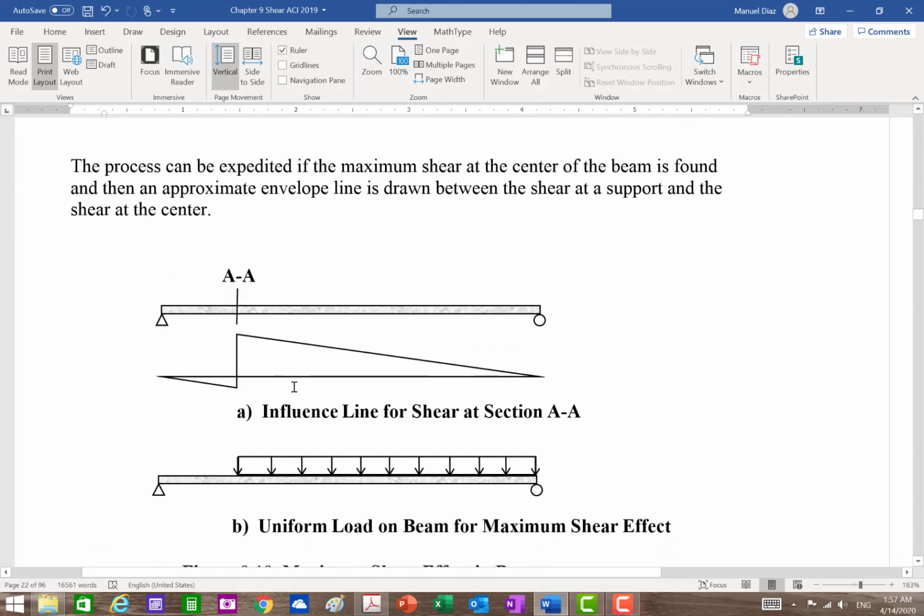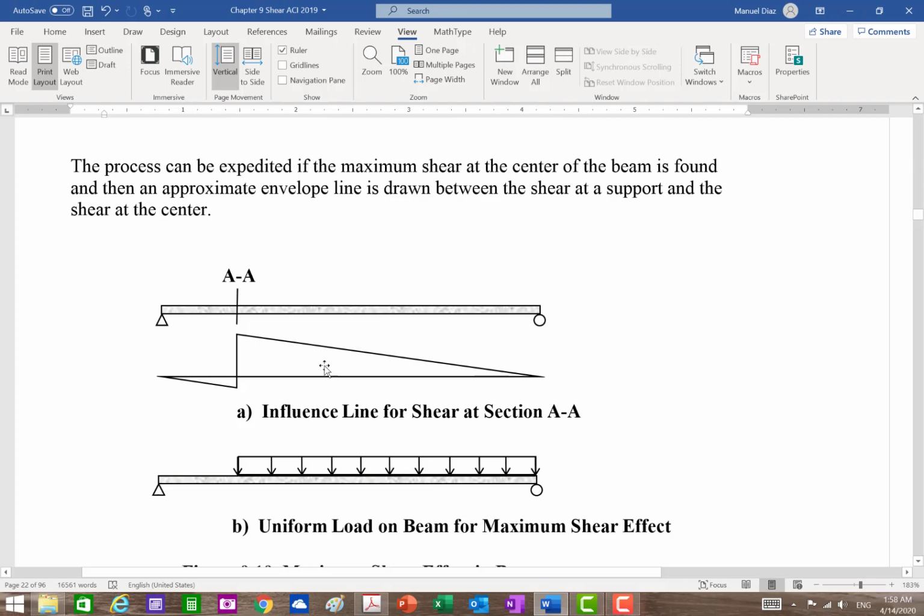Well, for those of you that already took analysis, or maybe I've taken it, you probably heard about something called influence lines. Well, this is the influence line for a shear at this location. And so what this tells me is that if I want the maximum shear here, I need to load only on one side of the beam. And there it is. Okay.